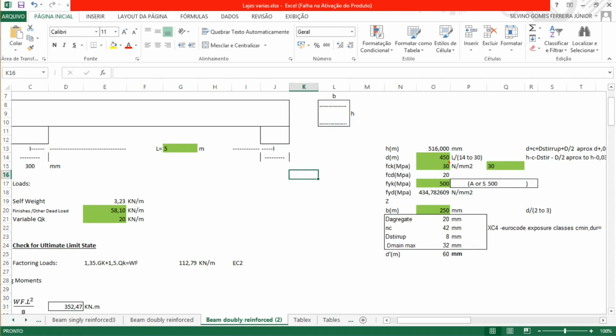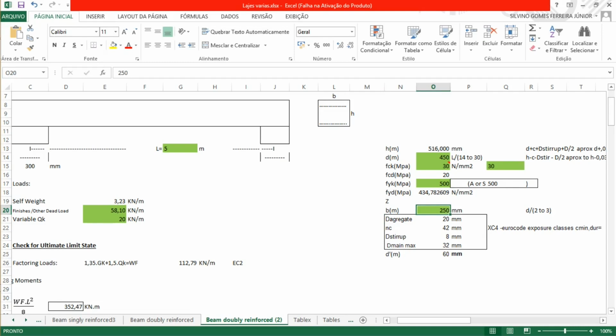And for the base of this cross section of the beam, let's adopt D divided by 2, so 450 divided by 2 gives 225. Let's use 250. This is how we got the estimation for this section.